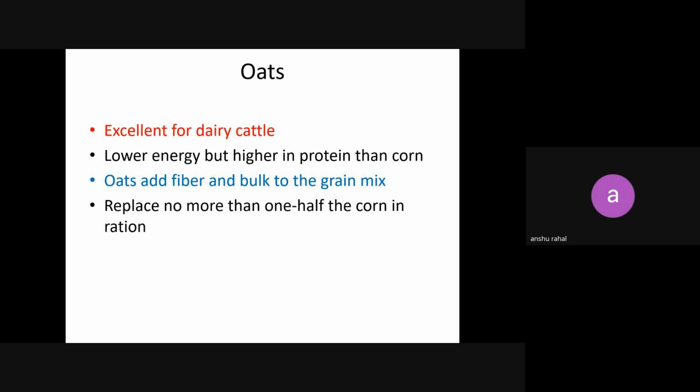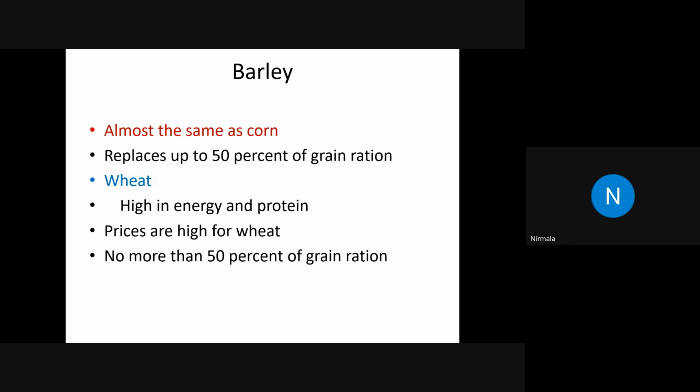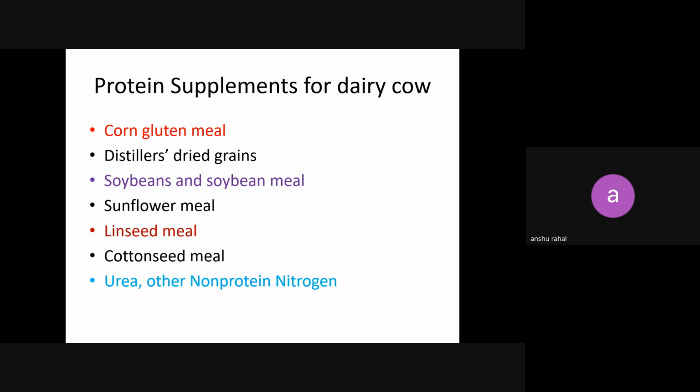And the barley is almost the same as the corn and it can be used to replace about 50% of the grain ration. Wheat is high in energy and protein and prices are usually high for the wheat, and no more than 50% of the grain ration should be replaced with wheat because it affects the viscosity.